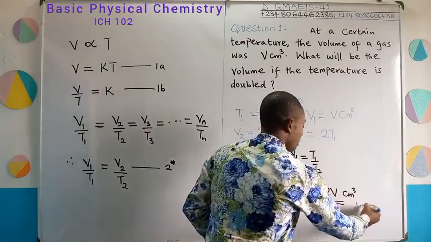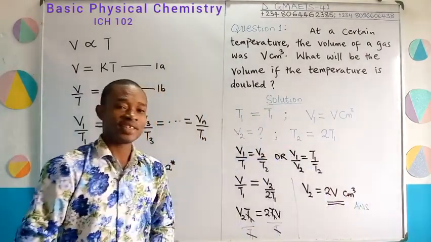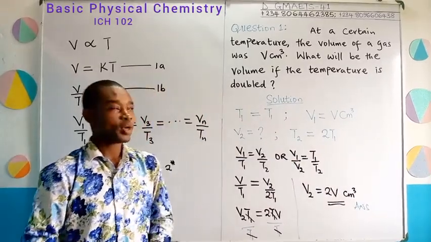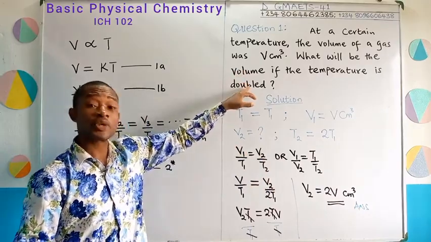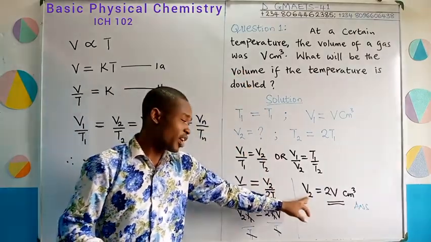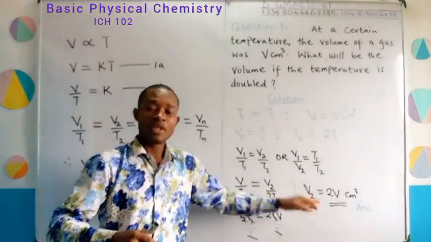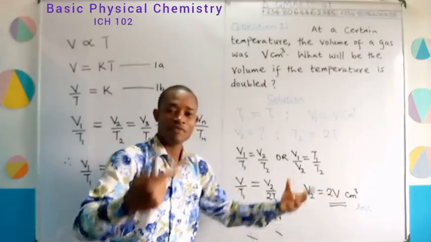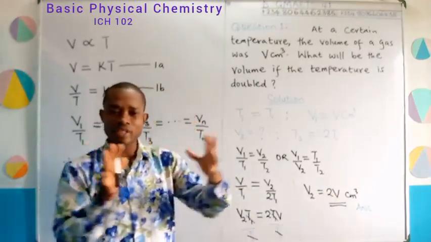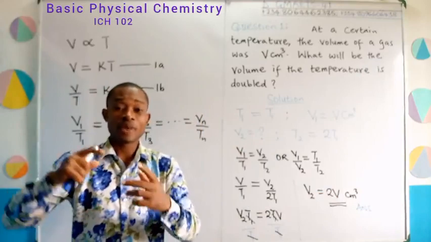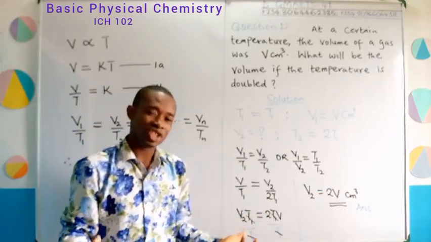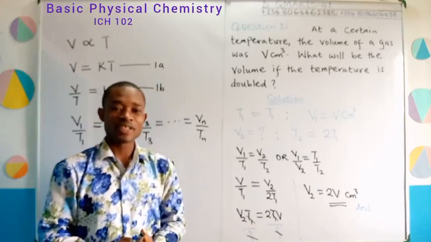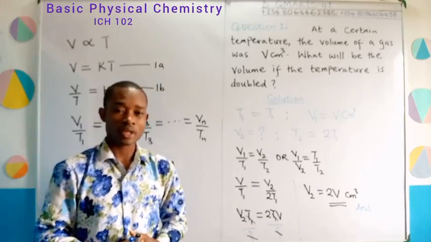And this actually tells us that what Charles' law said is absolutely correct. When you doubled the initial temperature so as to get the final temperature, you notice that the final volume is twice the initial volume. So you see the trend, the way the thing is moving. Temperature being doubled, final volume is also double of initial volume, telling us that volume is directly proportional to temperature.